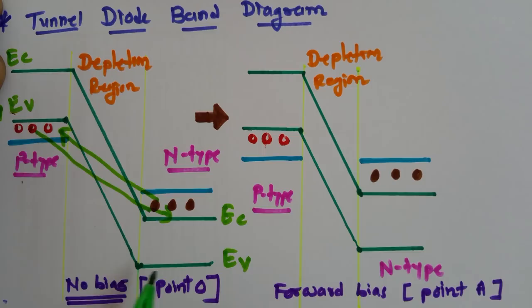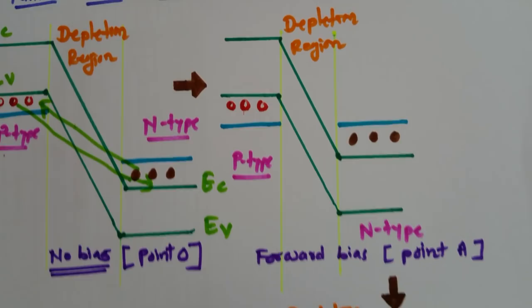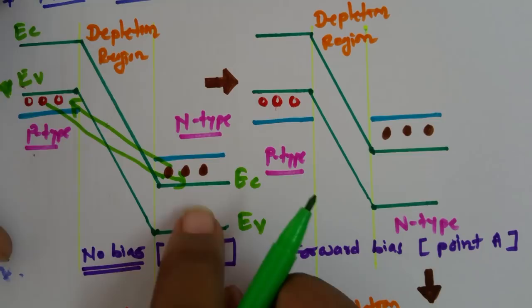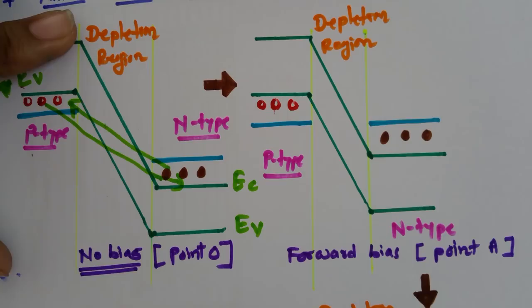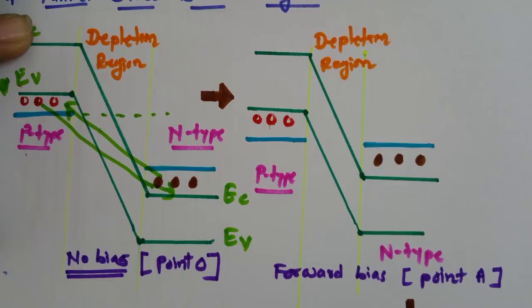If we see that in this characteristic, that point will be this. This point is called point O, which is what I have mentioned over here, where we can see the gap in between these two is more. Now if we increase forward bias voltage, that gap will decrease. Initially this gap is more, but if I increase forward bias voltage, this gap will start to decrease.